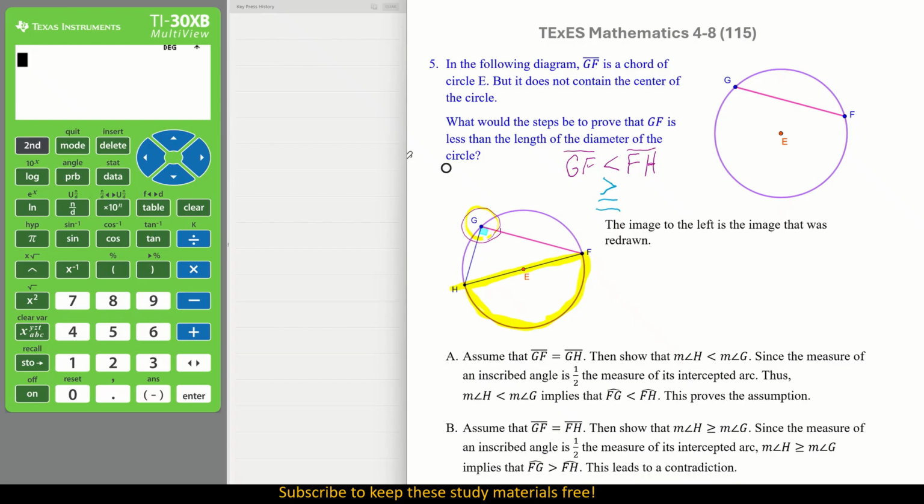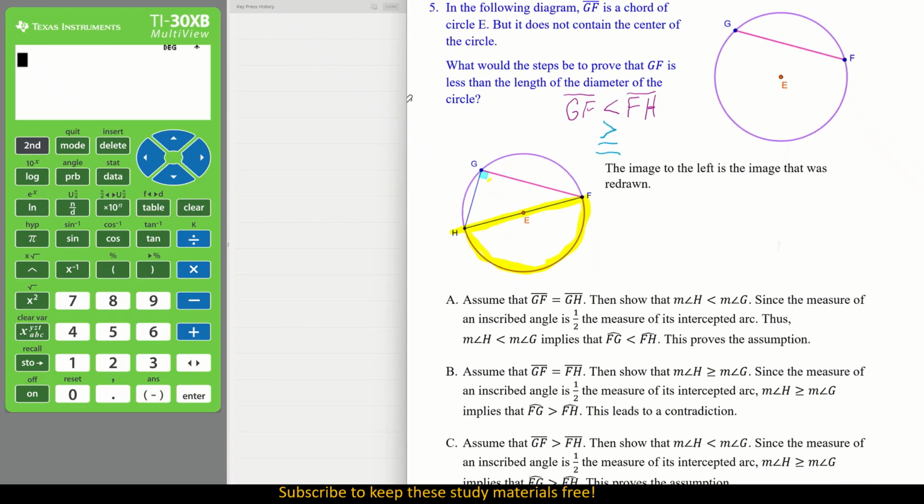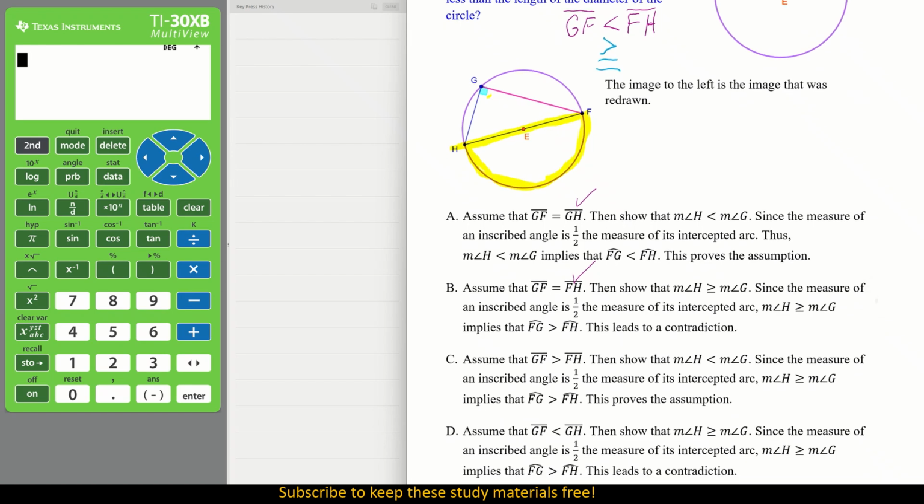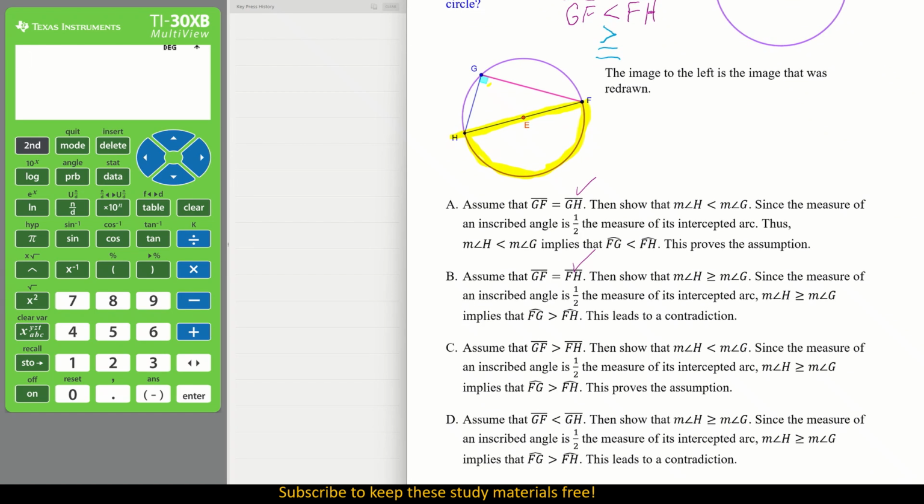So that being said, let's look at how we need to start. We need to have either something greater or equal. Well, A and B start out perfectly fine. I like this. Now let's look at C and D. How do they begin? Well, C says greater. I'm okay with that. But D says less than. That's what we're trying to prove.